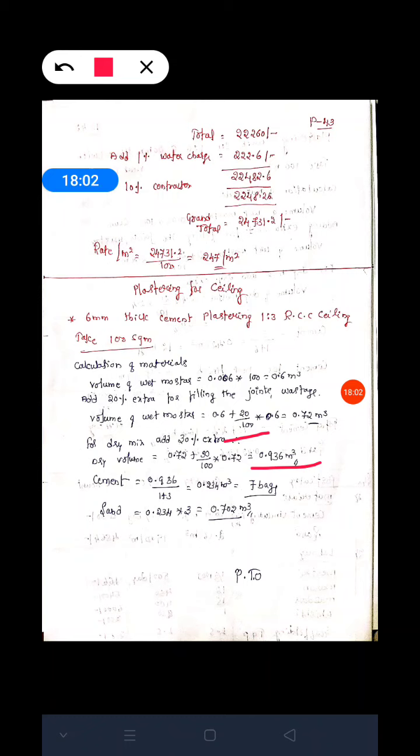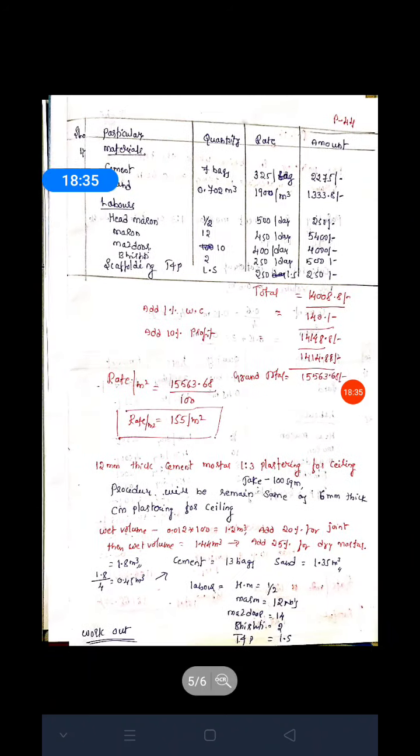This is for the plastering that will be carried out for the ceiling of 6 mm. And then we calculate cement and sand. Cement, what we got here, is 0.936 divided by proportion, which gives 0.234. This 0.234 divided by 0.0347, the number of bags we got is around 7 numbers here, whereas for sand, 0.234 into proportion 3, then we got 0.702. This is about the cement and sand.